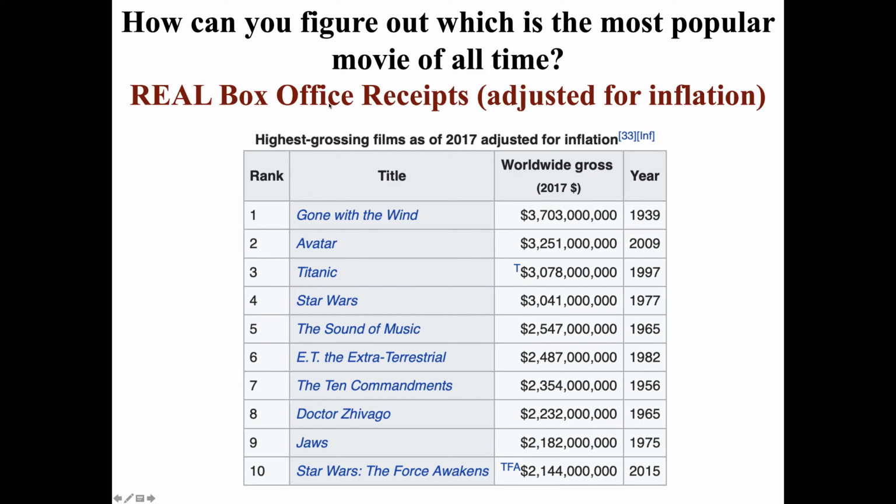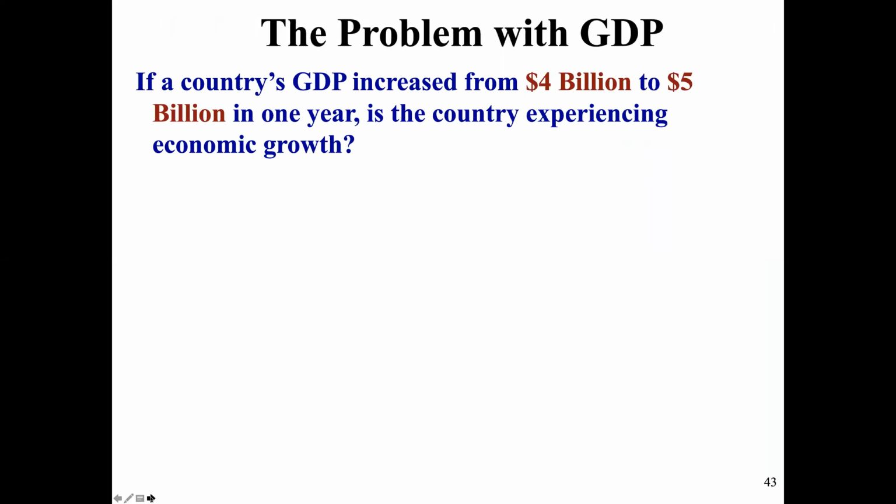And if we do that, we look at real box office receipts, real meaning adjusted for inflation, then we can see that Gone with the Wind is going to be number one, because in 2017 dollars, the value of those box office receipts is actually higher than Avatar. Okay, so that introduces the idea of real versus nominal GDP.